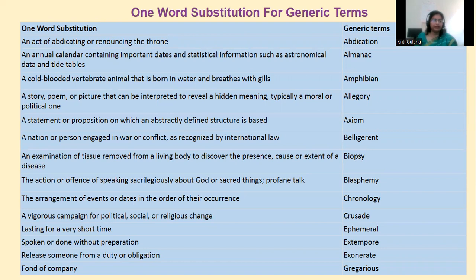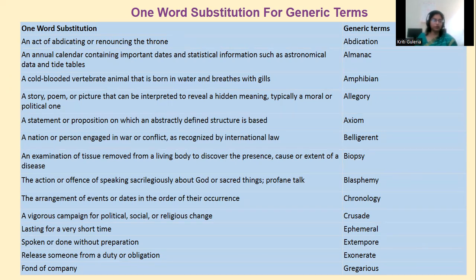Okay. Next phrase is the action or offense of speaking sacrilegiously about God or sacred things. It is referred to as blasphemy. The arrangement of events or dates in order of their occurrence can be substituted with one word, that is chronology. Next, a vigorous campaign for political, social, or religious change. So this campaign can be substituted with the word crusade.